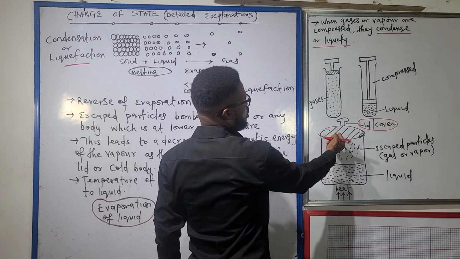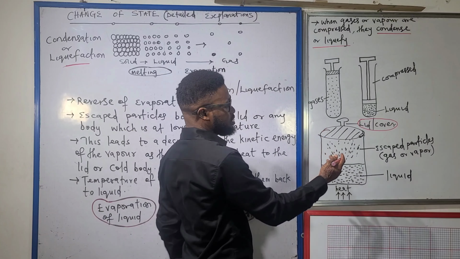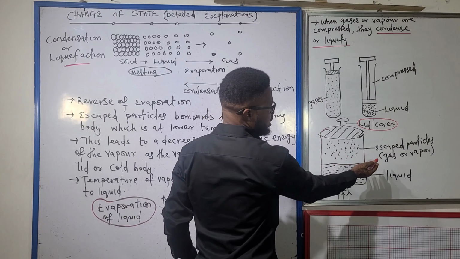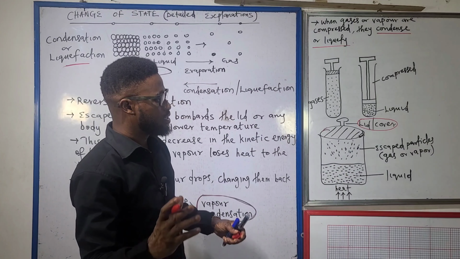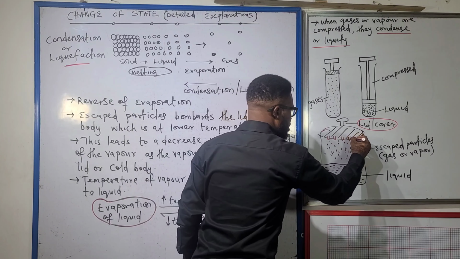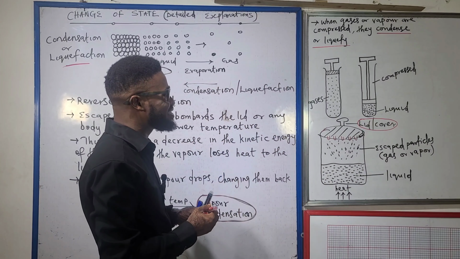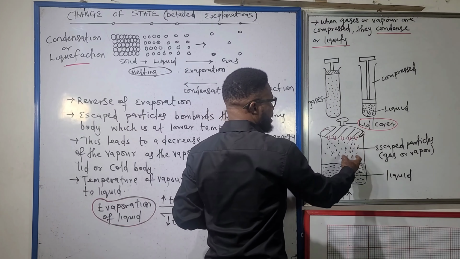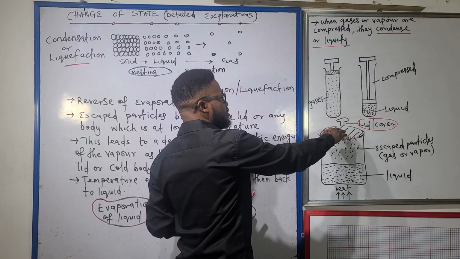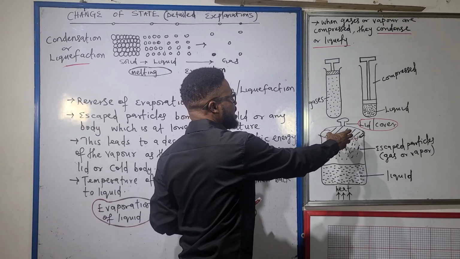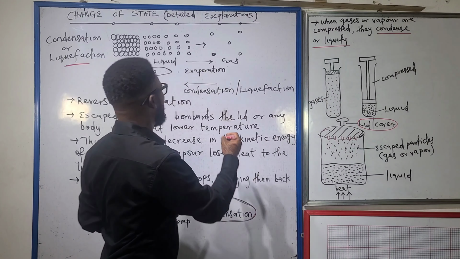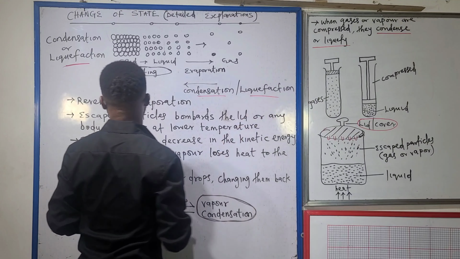As soon as they touch the lid or the cover, which is at a much lower temperature, colder, what happens to the escaped particles, the gas or the vapor, is that they change back to liquid. Why are they changing back to liquid? Very simple. Simply because they are not able to escape, and they bombard the cover or lid, which is at a much lower temperature, thereby bringing down the temperature of the vapor, and then they change from gas to liquid, a process we call condensation or liquefaction of gas.